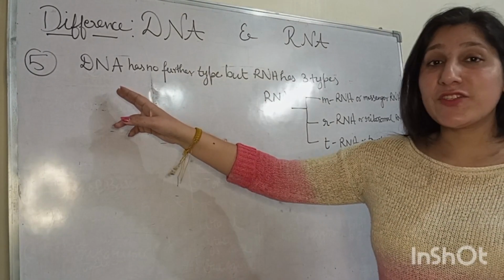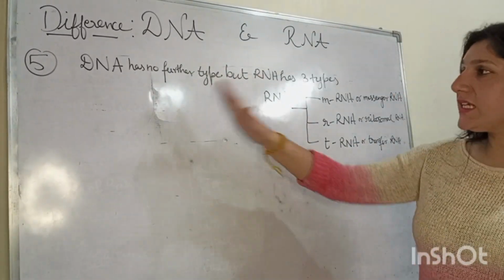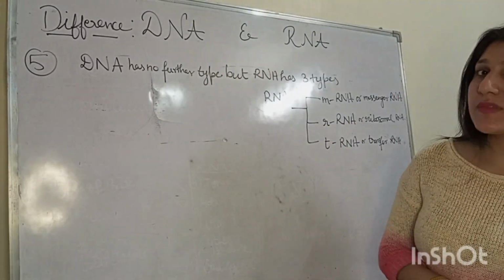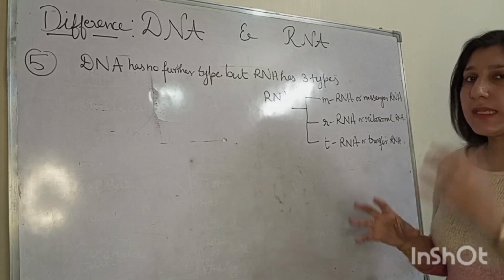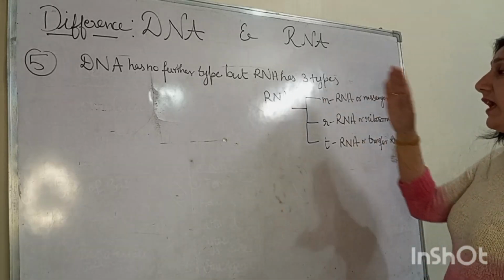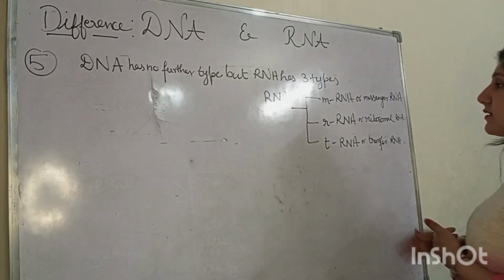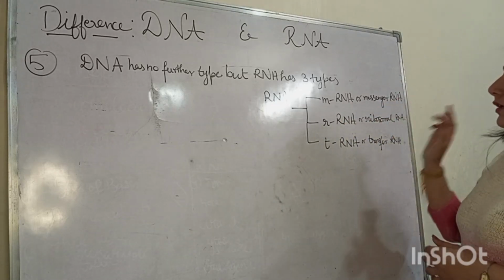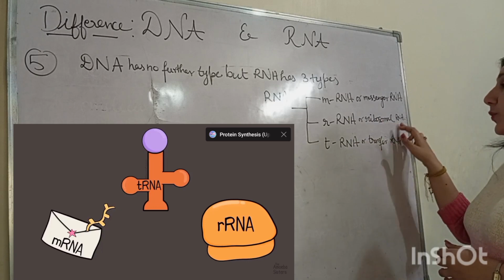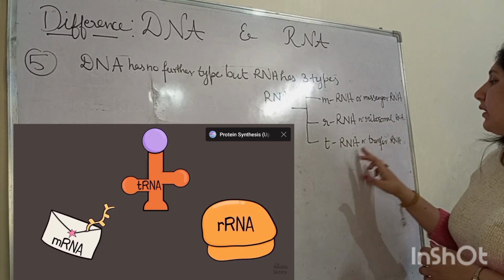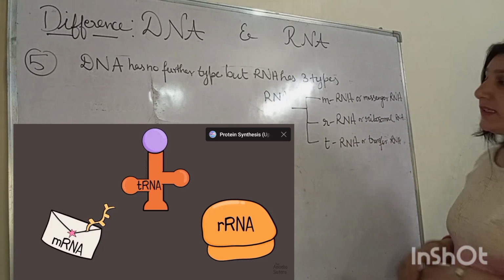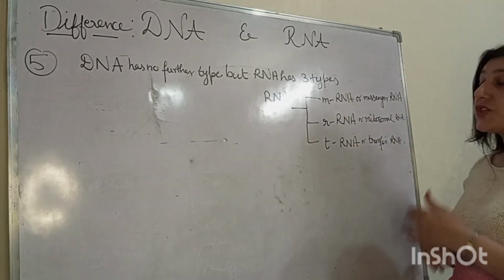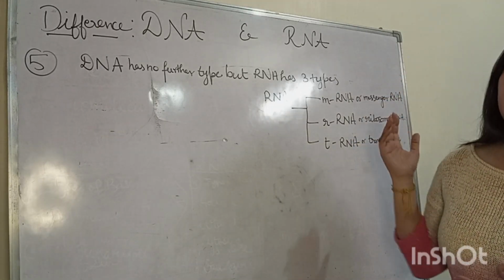The fifth point of difference is that DNA has no further types. It has only a single DNA type. But RNA has further types, and those are mRNA or messenger RNA, rRNA or ribosomal RNA, and tRNA or transfer RNA. These are the three types into which RNA has been subdivided.